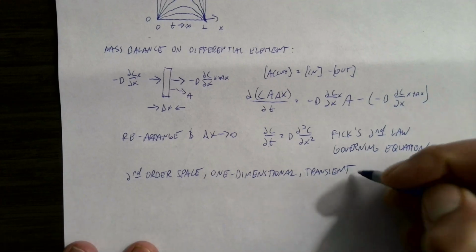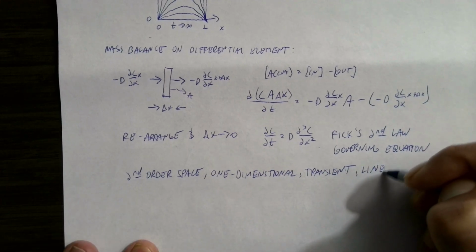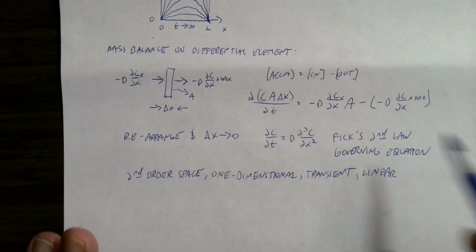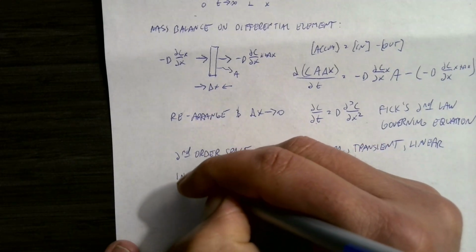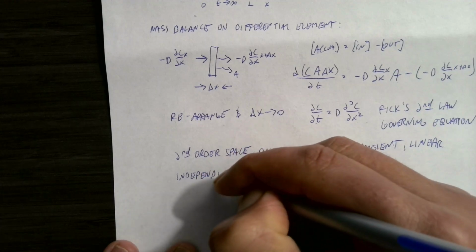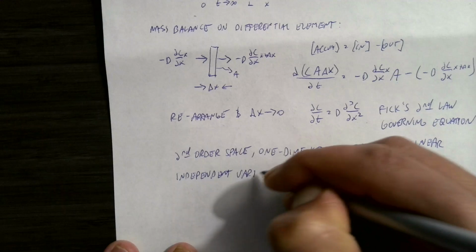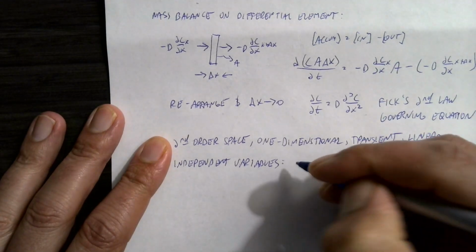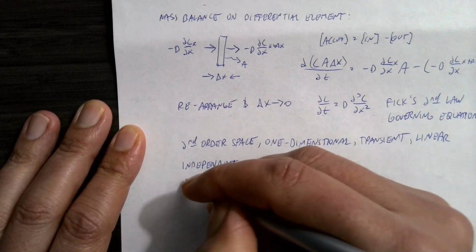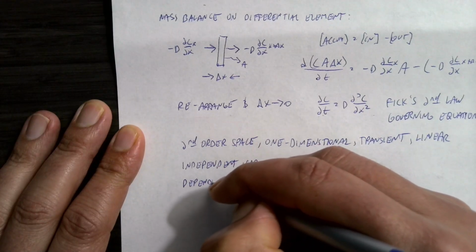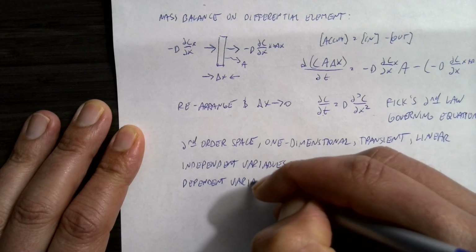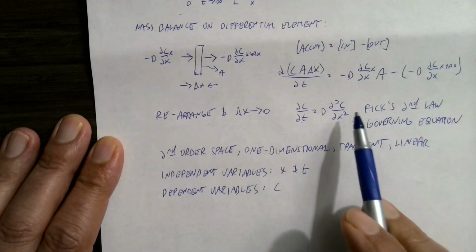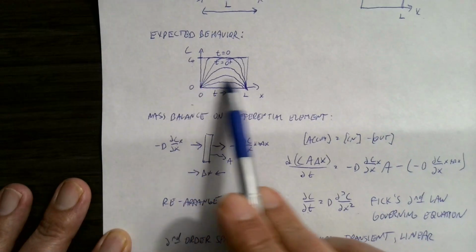And it's linear, okay, which makes it a little bit easier to solve because these are all just derivatives here. There aren't any products of C together. And so our independent variables are the things that are the domain that we're looking at, and that's going to be x and t. Our dependent variable is just going to be C. So concentration is the only thing that changes as I move across space and time.